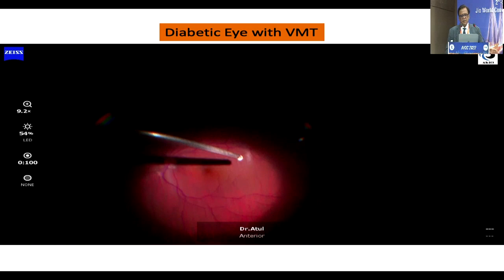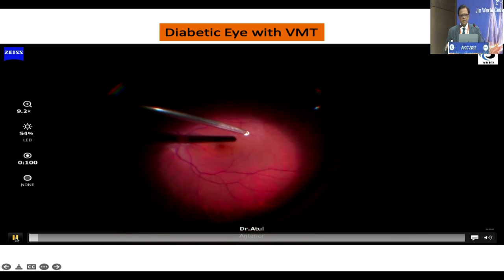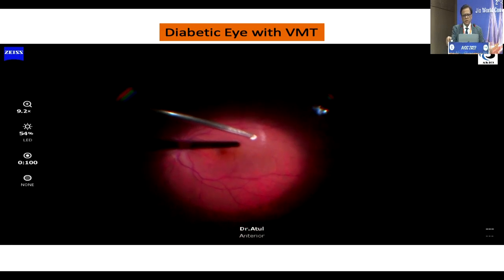So this is a diabetic patient, but he had a VMT. I just did it recently. I just want to show you how we tackle VMTs, and this is done on the Ingenuity.